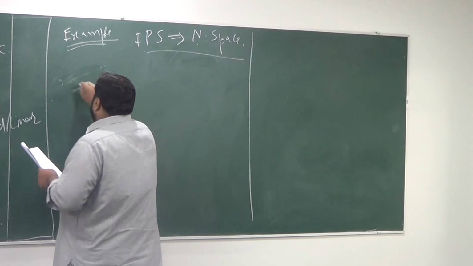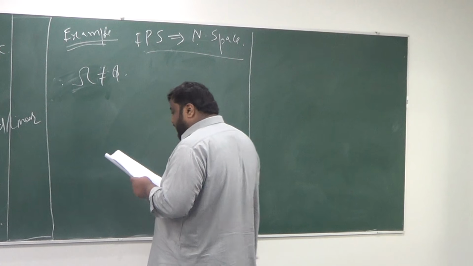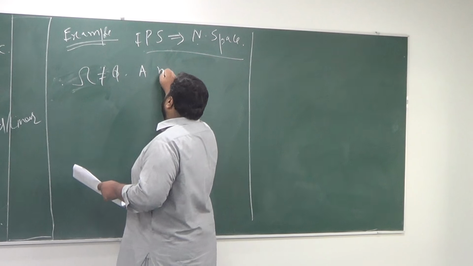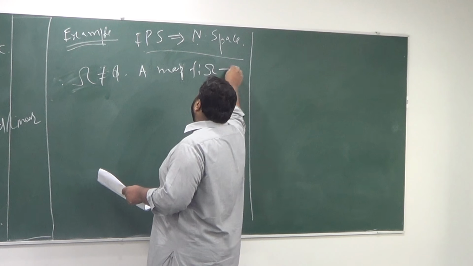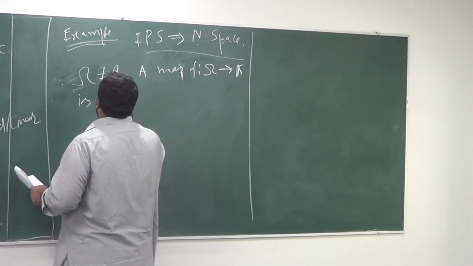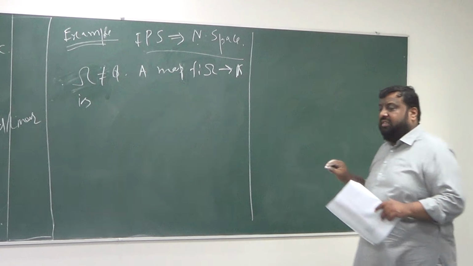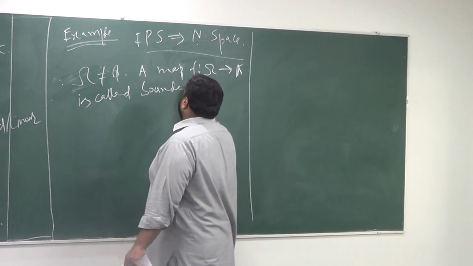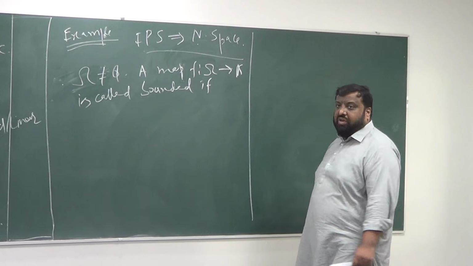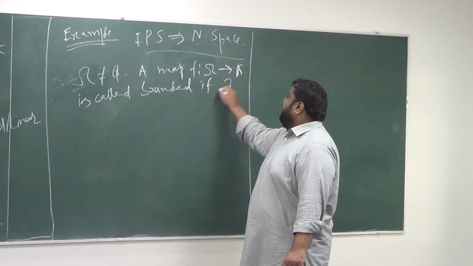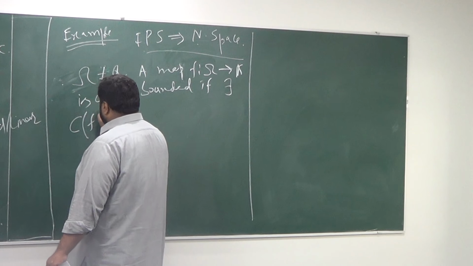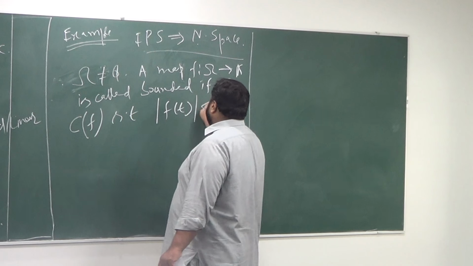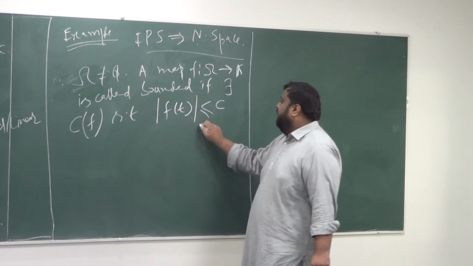So here's an example. Imagine I have an omega, which is a non-empty set, not necessarily with any structure. I have f from omega into K, which is a set. It's called bounded. What do you mean by bounded? If there exists a constant which depends on f, such that the magnitude of f(t) can be estimated by this constant, for all t in omega.